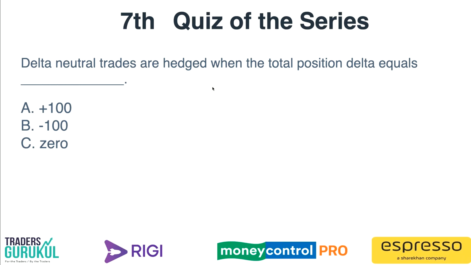Okay, here is the 7th quiz of the Option Omega series. Delta neutral trades are hedged when the total position delta equals dash. I repeat, the delta neutral trades are hedged when the total position delta equals dash. As usual, fastest finger first. Whoever answers first will be eligible for the Man of the Option Omega series award. Please go ahead and shoot your answers.